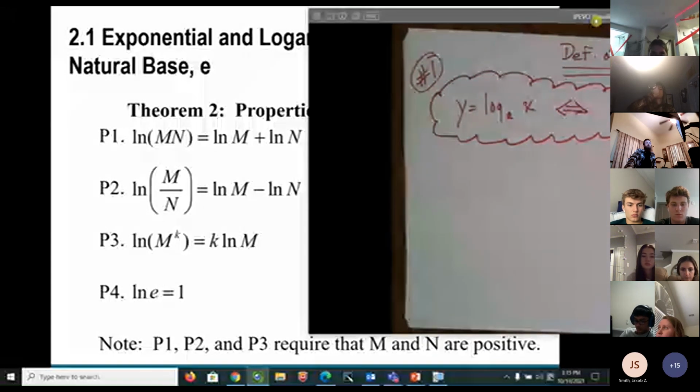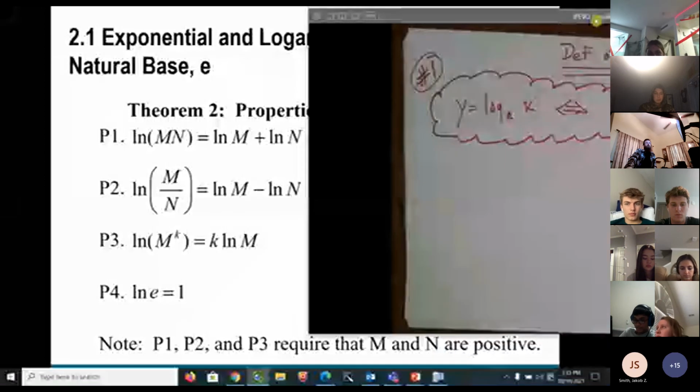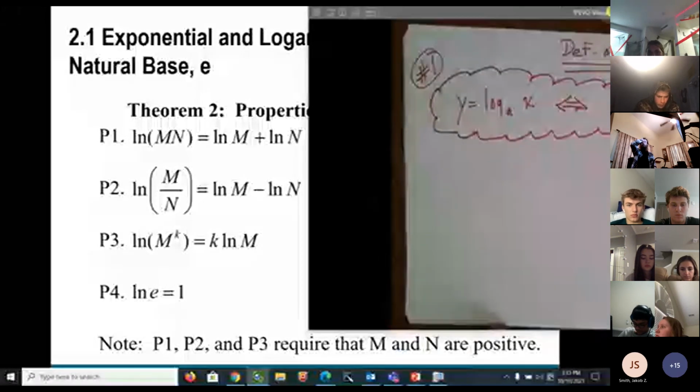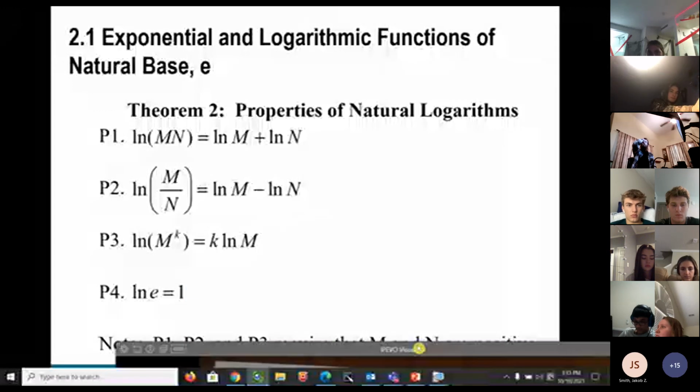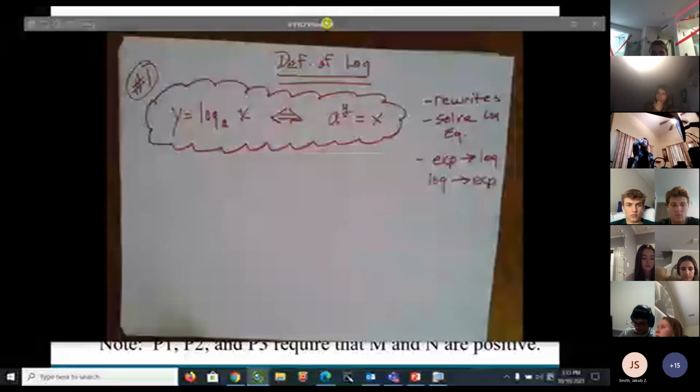They're going to give you some examples on this. And like I say, 2.1 and 2.2 are going to kind of be algebra and calculus. So they're going to try to review a little bit and then throw the calculus on you. Right now, we're in the review. There's the definition of a logarithm.